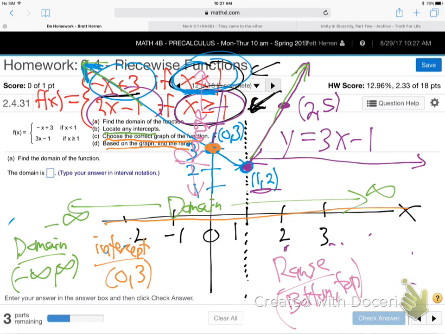So what's the bottom? What's the lowest that graph goes? 2. And what's the highest? Infinity. Bracket 2, comma, infinity, right? Because you hit 2 right on the money. Comes down to 2 right on the money, goes up to infinity. Top is infinity. Done. Right? So the graph, all the other questions are simple once you have the picture.